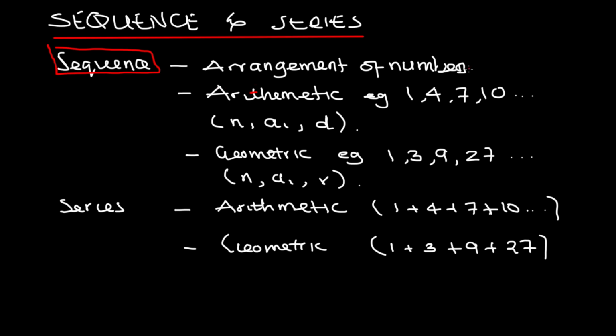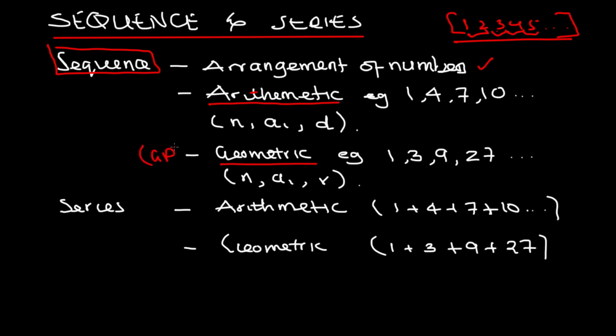A sequence is an arrangement of numbers. So it could be 1, 2, 3, 4, 5, like that. That's an arrangement of numbers. Now, in going deeper to check the relationships between these numbers, how are they growing going forward? We can discover that they can either be an arithmetic progression or a geometric progression. So this one we call GP and this one we call AP.